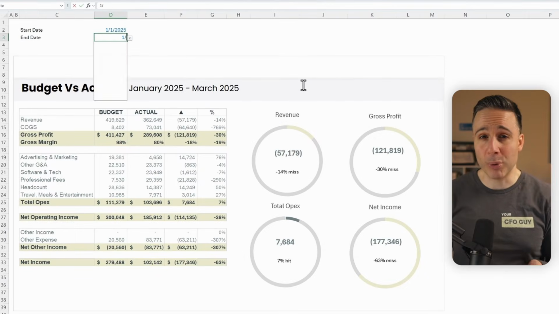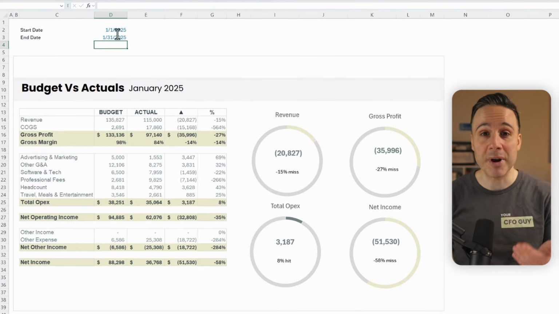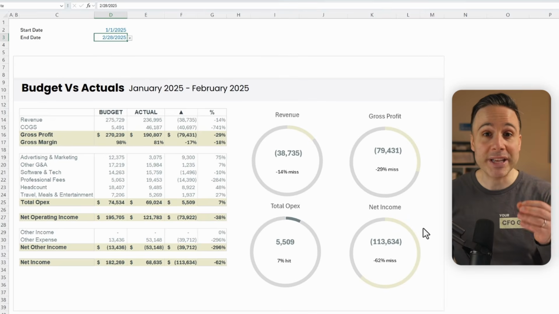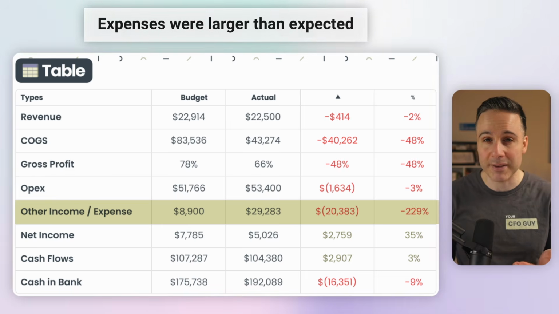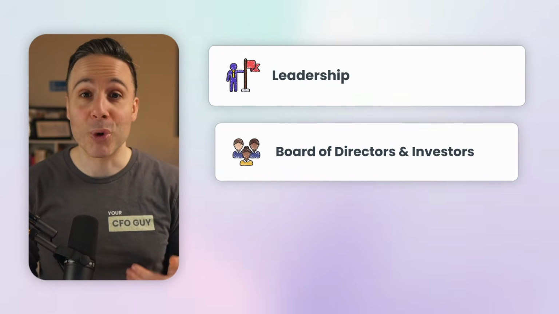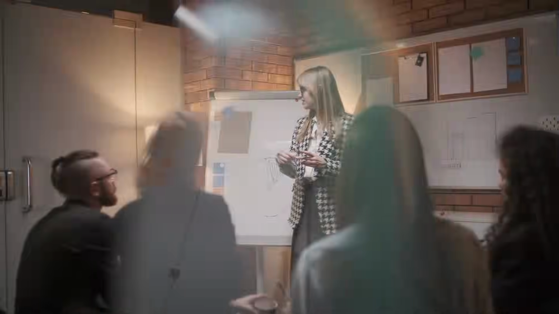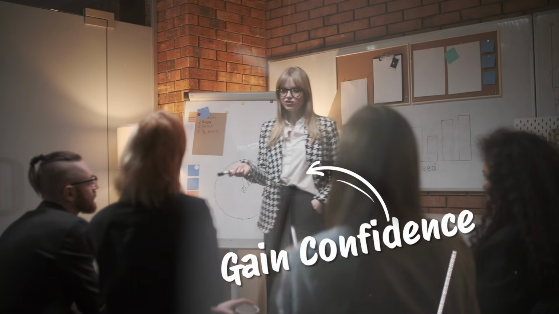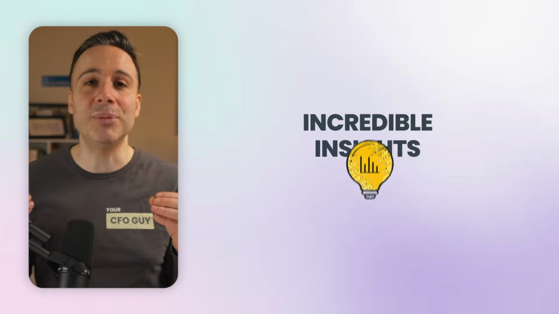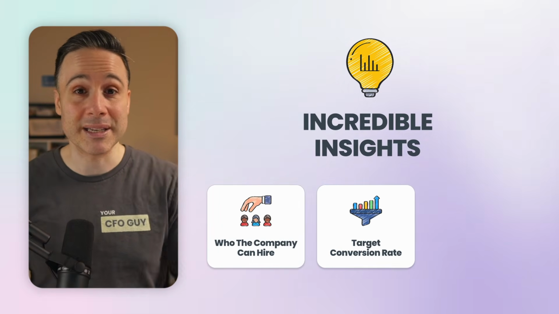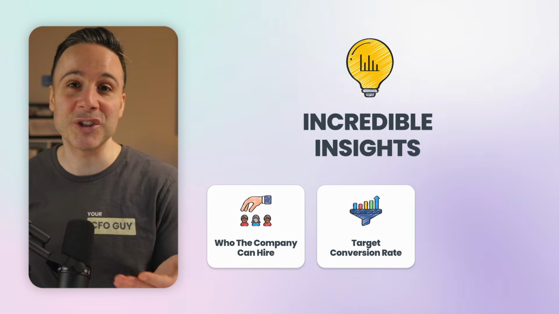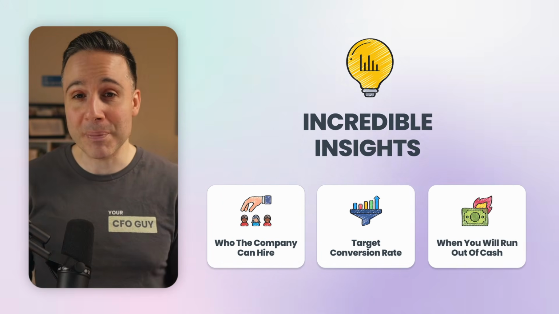The budget versus actuals report allows you to keep yourself in check each month by seeing how far your variances are. And with each variance, you get to understand exactly where in the business you need to perform a deep dive. This one report shows to leadership, the board of directors, really anyone in the company that you have a pretty tight grip on what exactly is happening in the business. And that could unlock some incredible insights, like who the company can hire or what their conversion rate needs to be via different funnels in order to hit their sales objectives, or most importantly, when the company may run out of cash. But before you set up a budget versus actuals report, you need, well, a budget.